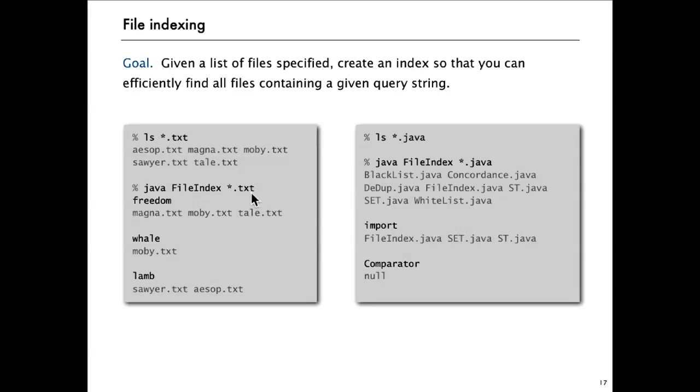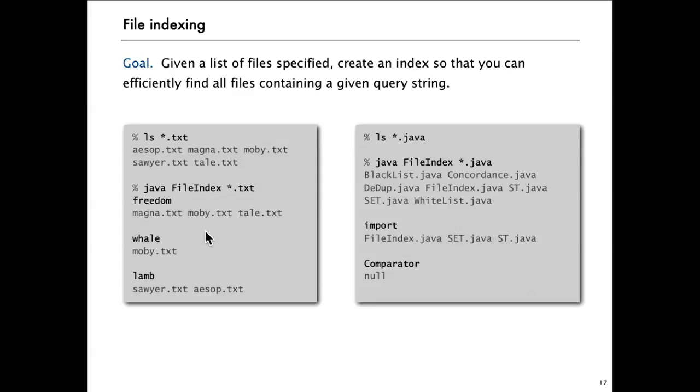In this small example, our client is going to be called file index, and say we're going to have 5 text files, and these are just pieces of literature. And so what we want to do is build an index from that set of text files, and then given a string key, we want it to print out the files that might contain that key. So for example, the word freedom appears in the Magna Carta and in Moby Dick and in Tale of Two Cities, all 3 of them, but not in Tom Sawyer and not in Aesop's Fables.